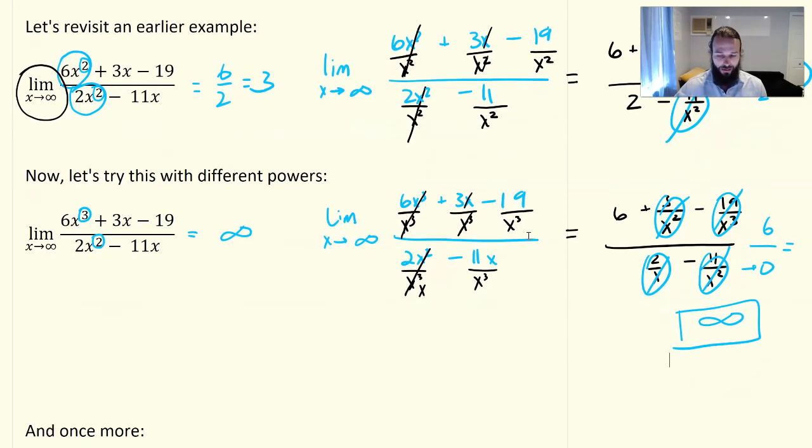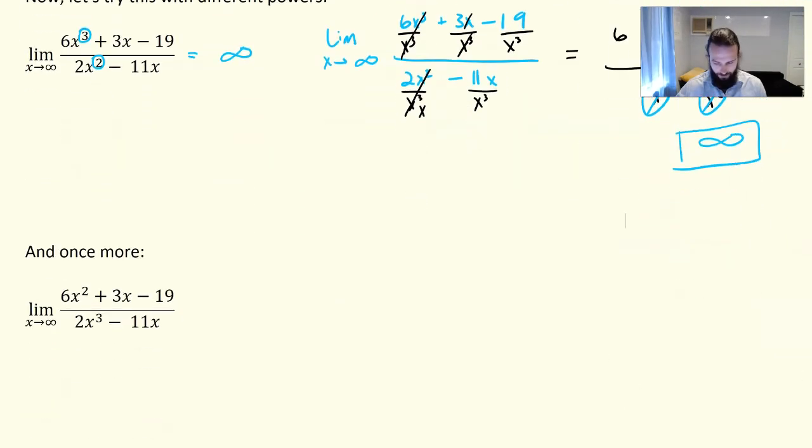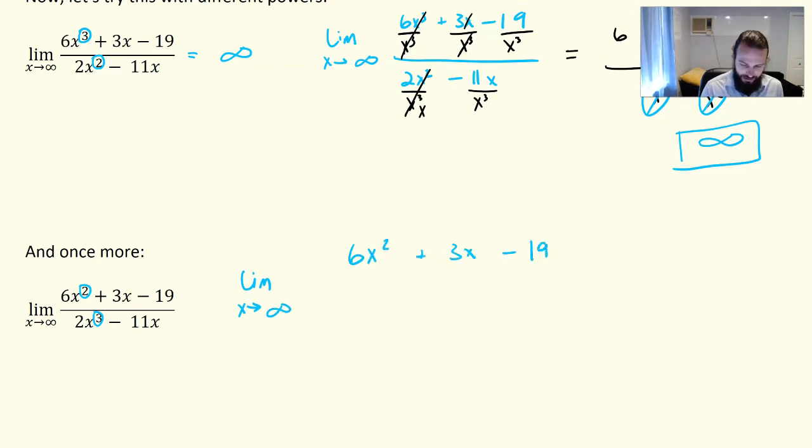Let's take a look at the third case, where the larger power is in the denominator. So here we have the 3, here we have the 2. Again, the limit as x approaches infinity of (6x² + 3x − 19) over (2x³ − 11x). We're going to again divide this by x cubed.